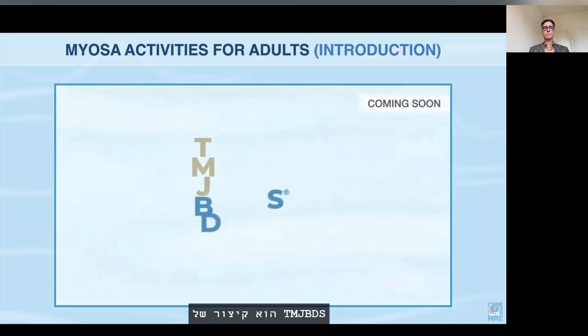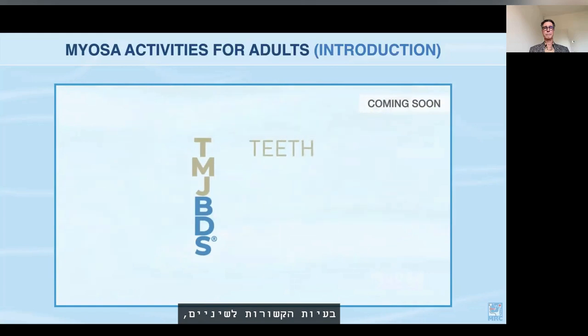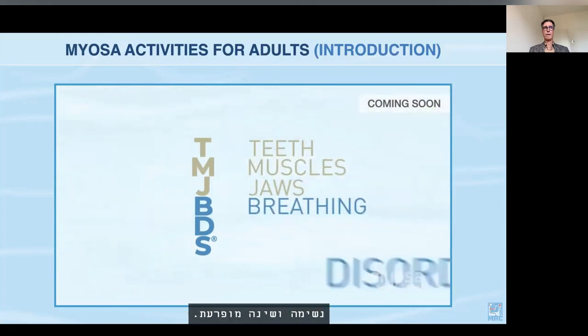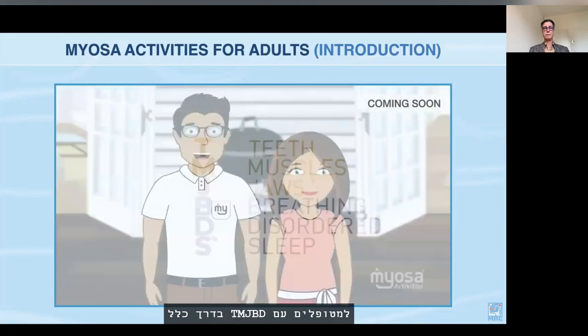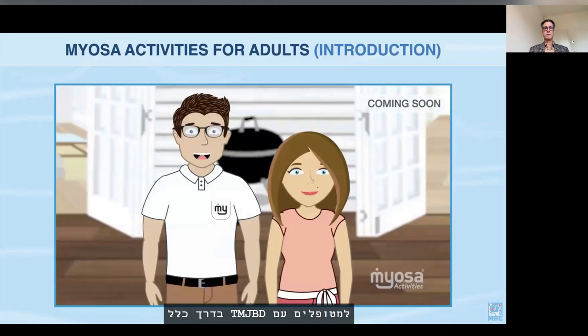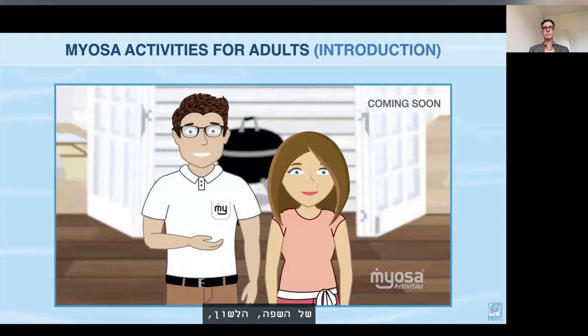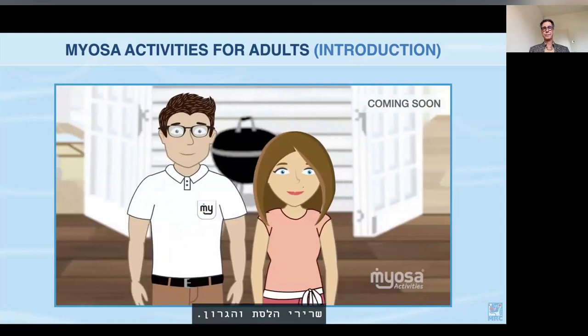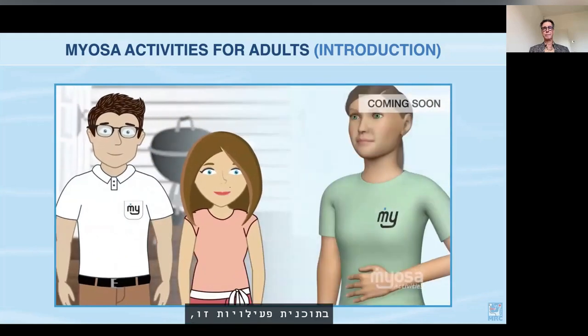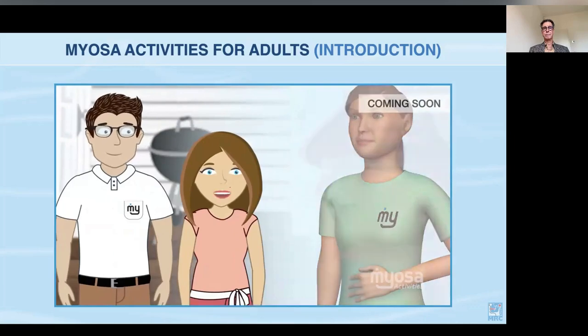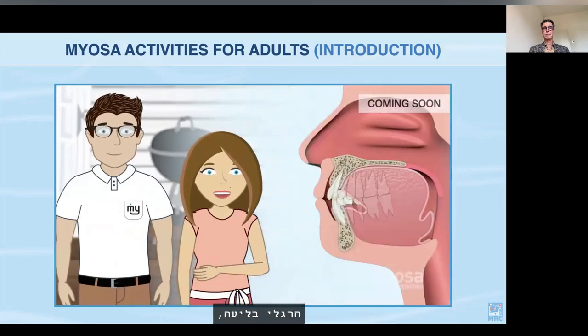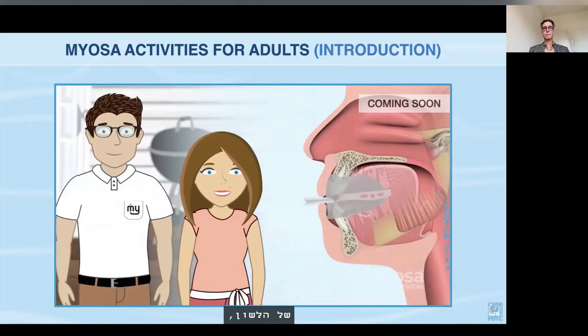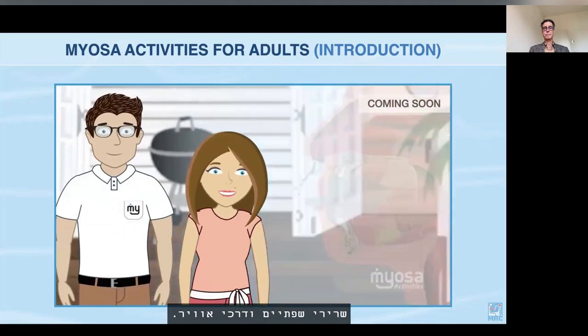TMJ-BDS is an abbreviation for problems relating to teeth, muscles, jaws, breathing, and disordered sleep. Patients with TMJ-BDS generally have mouth breathing habits which lead to poor strength of the lip, tongue, jaw, and throat muscles. In this activities program, we will focus on breathing efficiency, treating some of the bad swallowing habits, and improving the strength of the tongue, lip, and airway muscles.